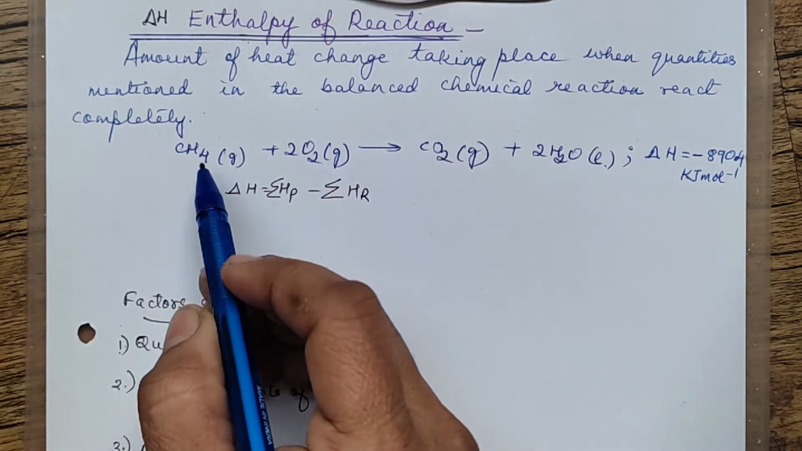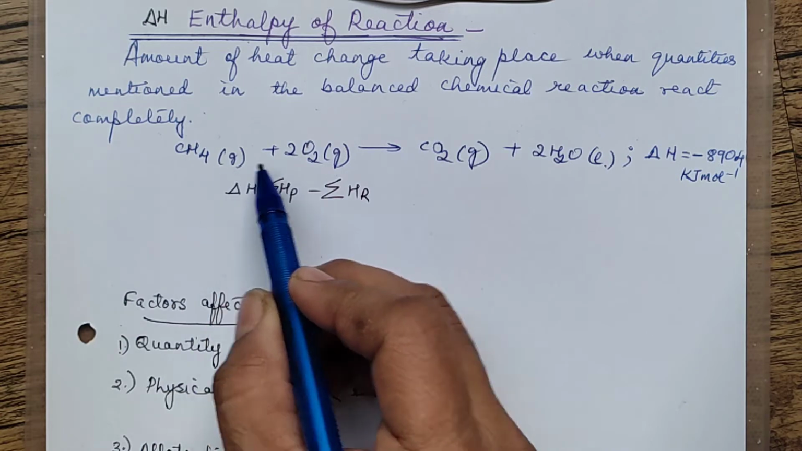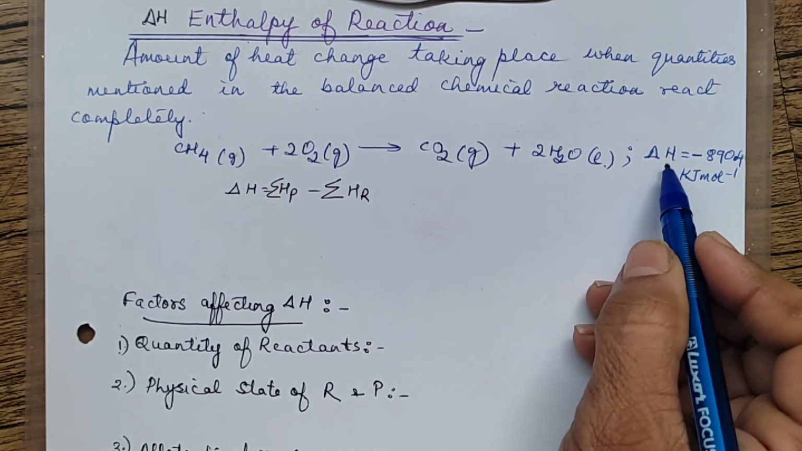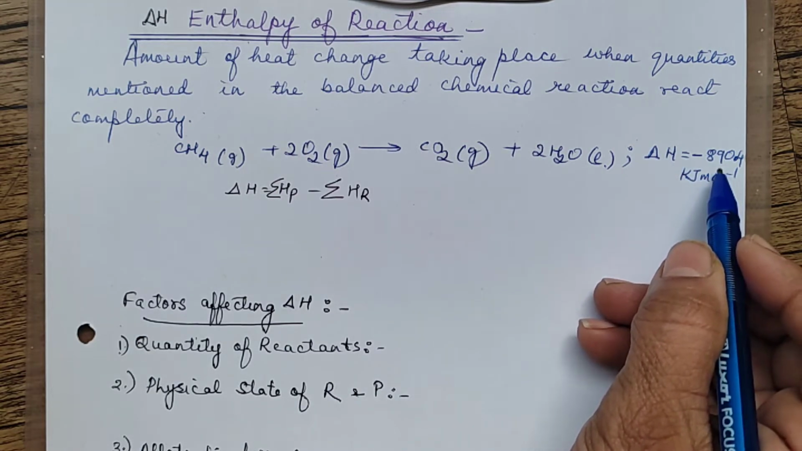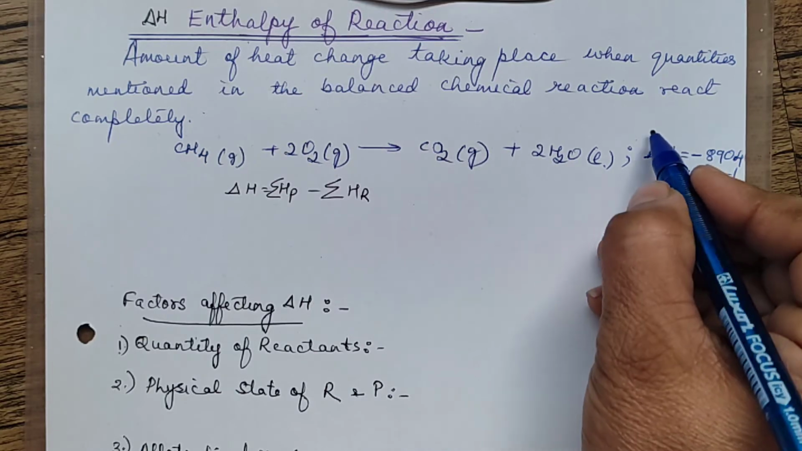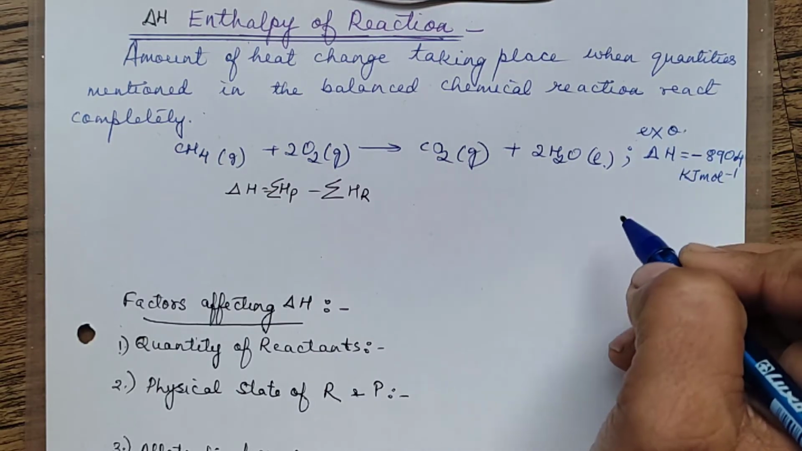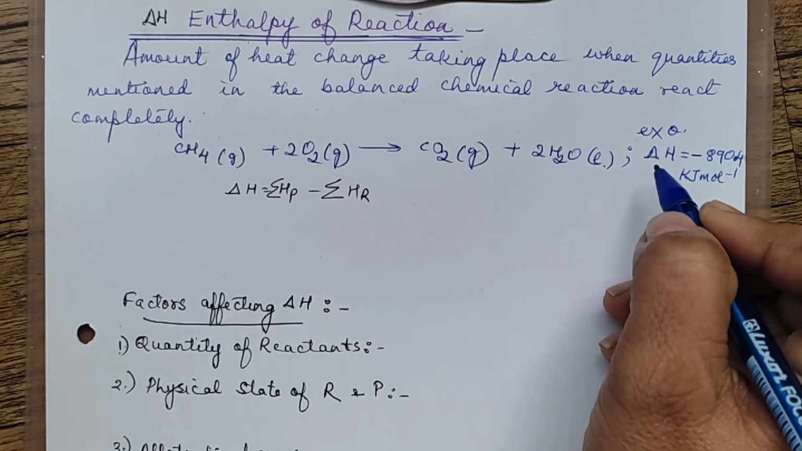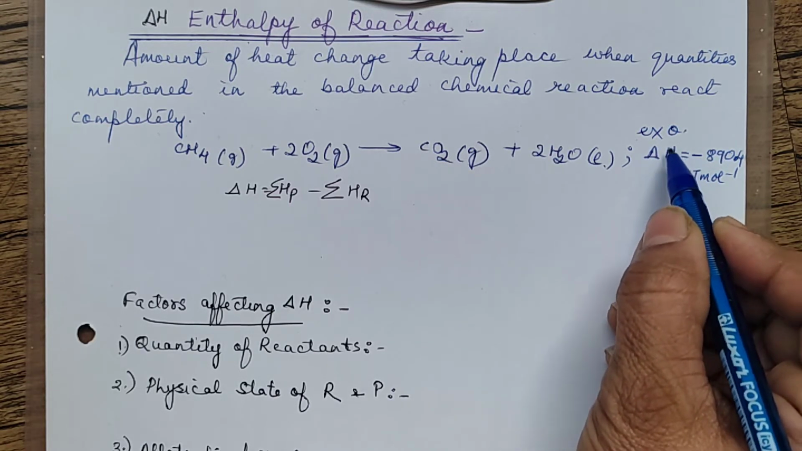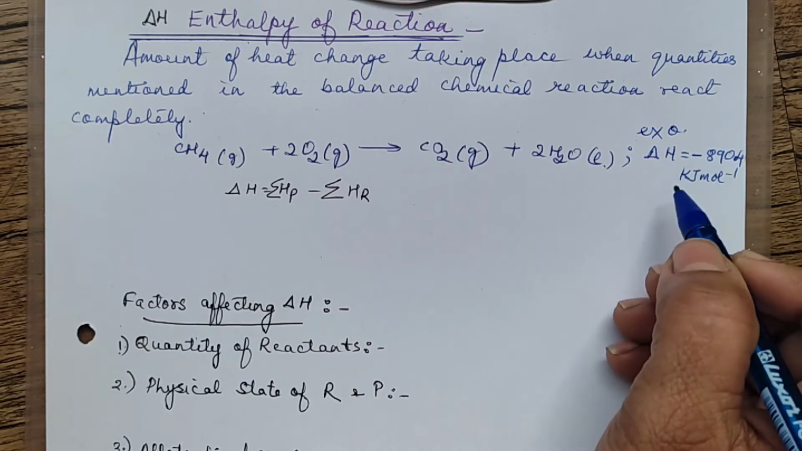Now, to understand that, I have written one equation. Say methane undergoes combustion and forms carbon dioxide plus water. This much heat change is given, as delta H minus something. Minus means it is an exothermic reaction. This is one way of representing the reaction as exothermic. We will read the enthalpy of the reaction as minus this much.